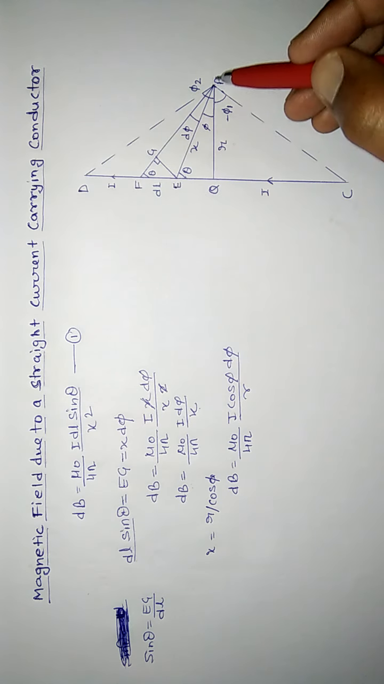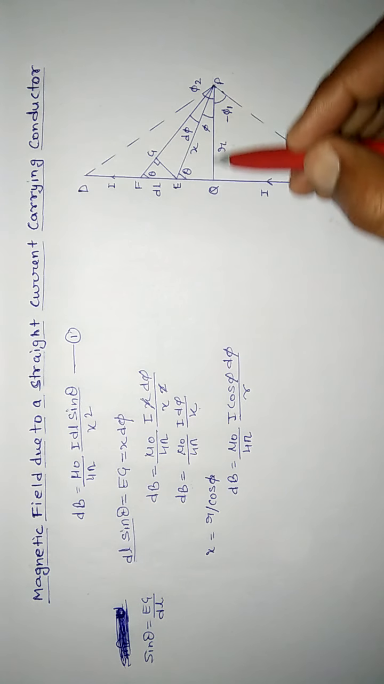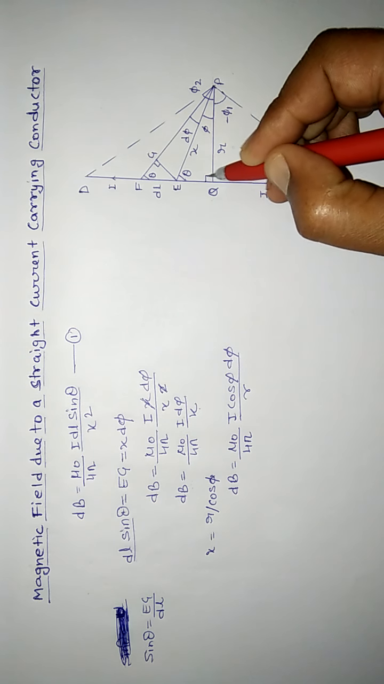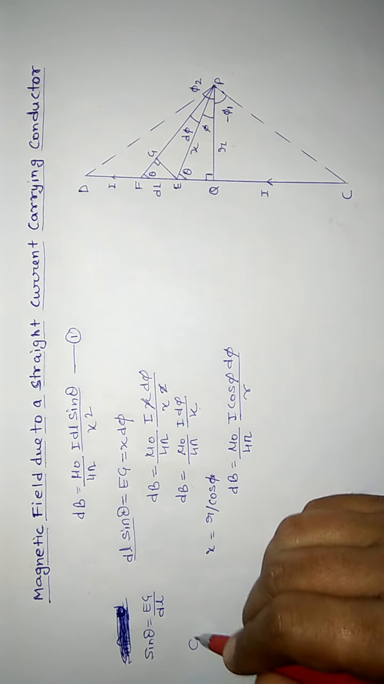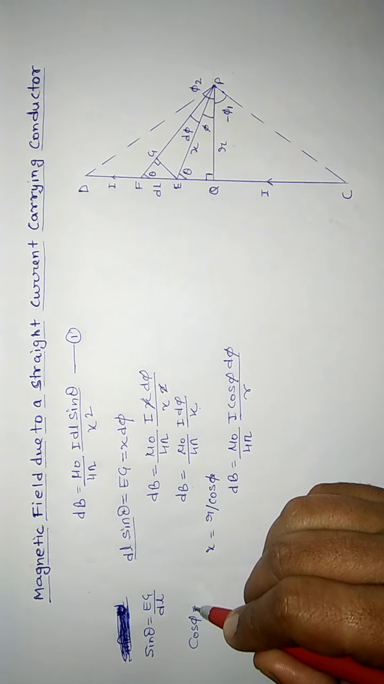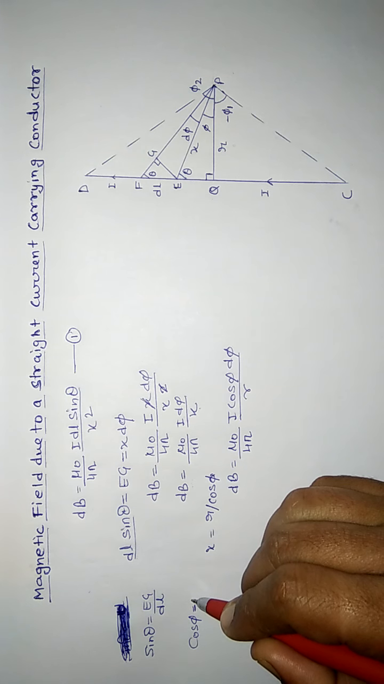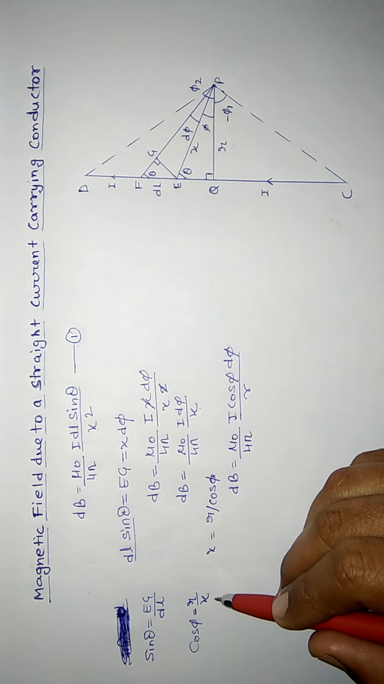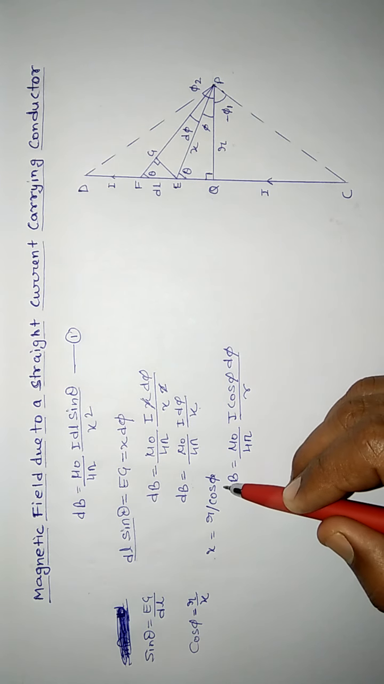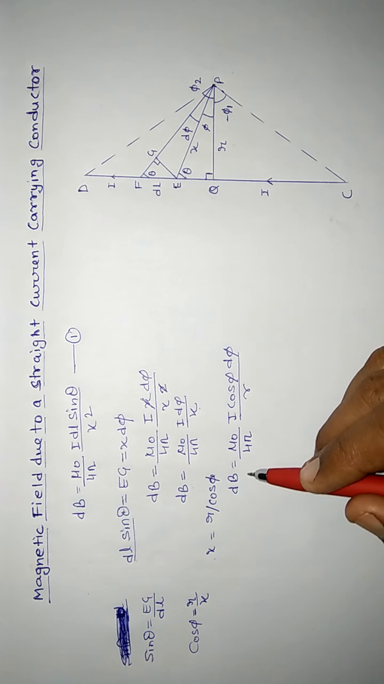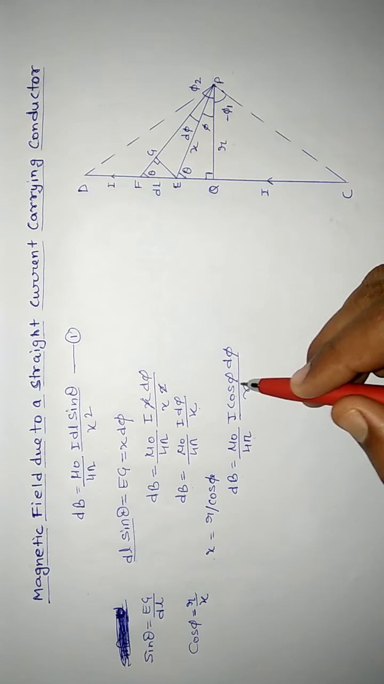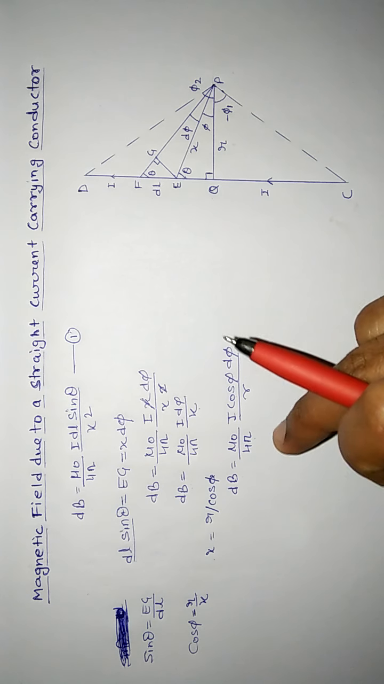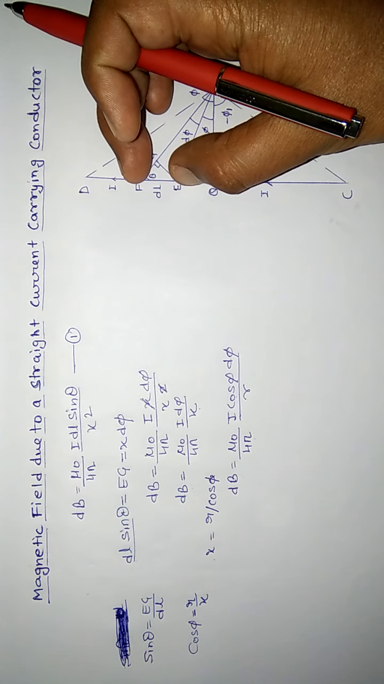Now from this triangle EPQ, we can calculate cos phi will be equal to r by x, or x is equal to r upon cos phi. Substituting this value, we will get dB is equal to mu naught upon 4 pi I cos phi d phi upon r. Now this is the value of magnetic field due to this small element EF.